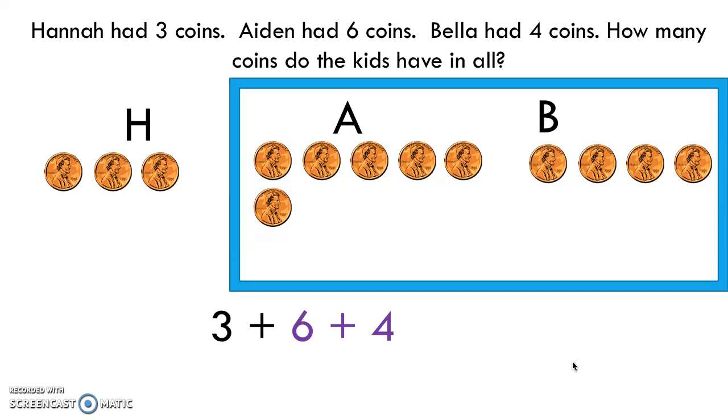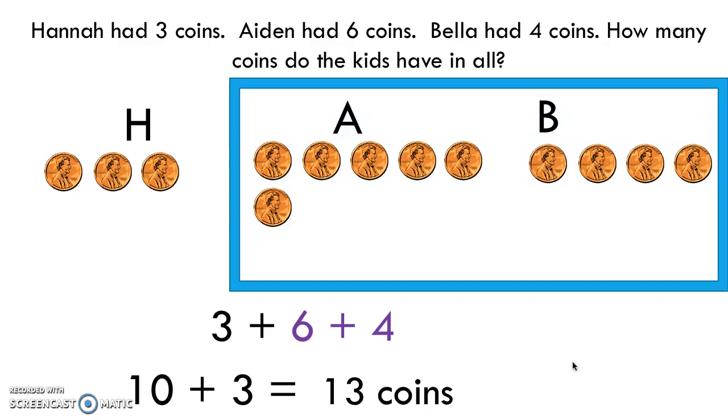Now I need to rewrite my number sentence so I show that I'm adding a group of 10 and then whatever is left over with Hannah's that I didn't need to make my 10. So I'm going to say 10 plus 3 because I have the 10 from Aiden and Bella plus the 3 more from Hannah. Yeah, that's a cooler number sentence than 3 plus 6 plus 4. 10 plus 3, I'm going to go ahead and count on: 10, 11, 12, 13. Altogether, the kids had 13 coins.